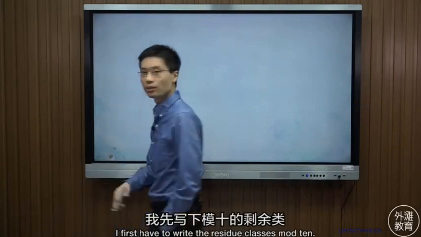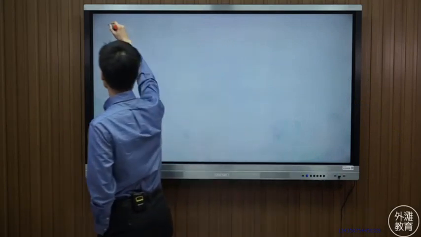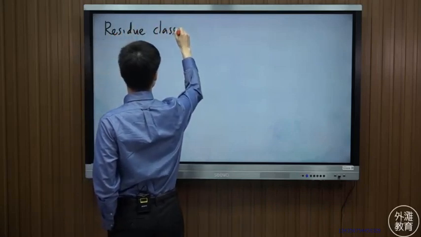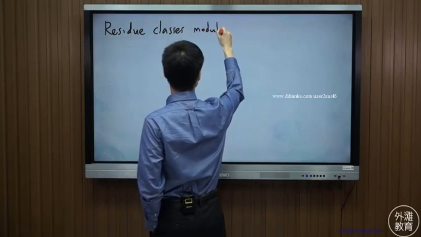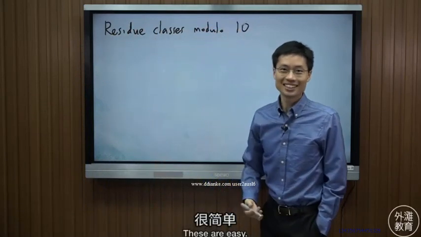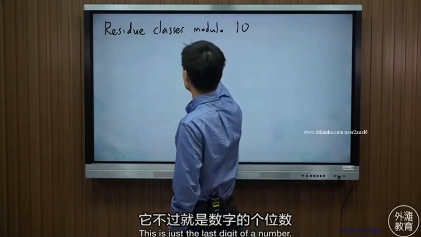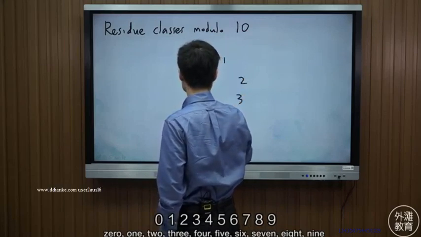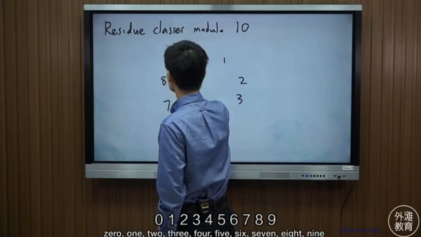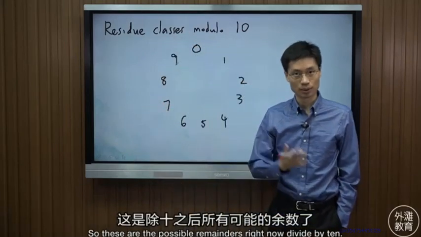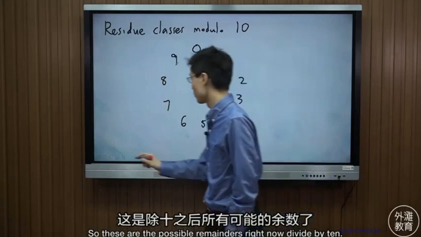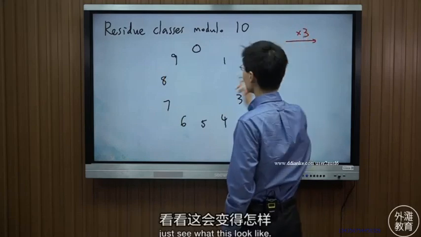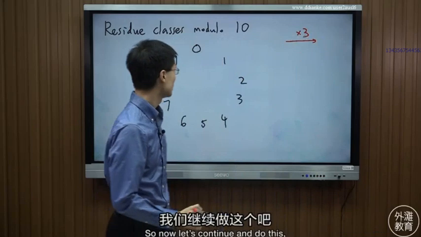I first have to write the residue classes mod 10. These are easy. We're familiar with this. This is just the last digit of a number: 0, 1, 2, 3, 4, 5, 6, 7, 8, 9. So these are the possible remainders when I divide by 10. I wanted to draw arrows for times 3, just to see what this looked like.